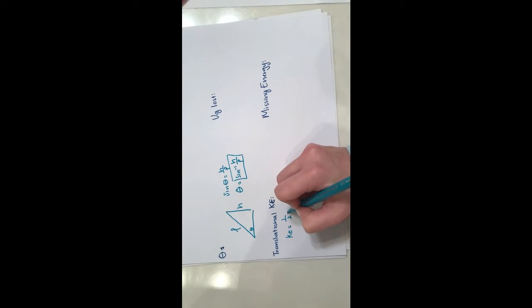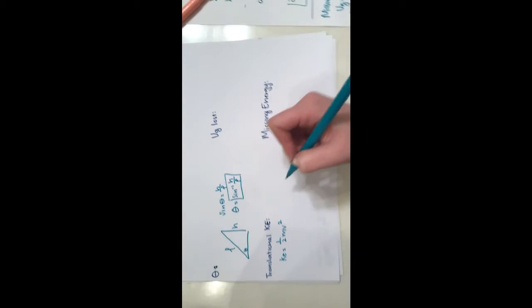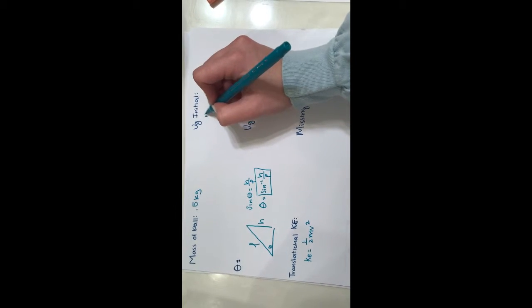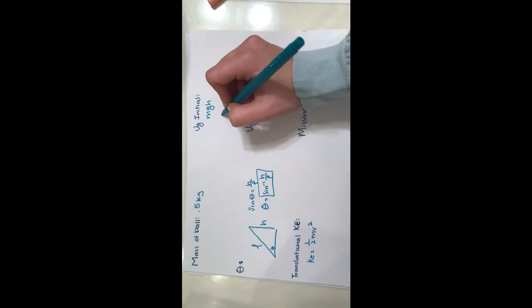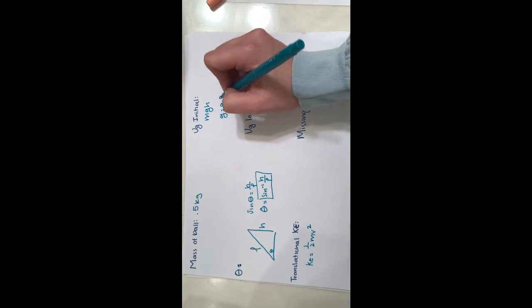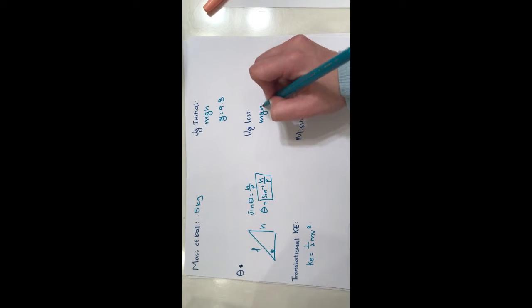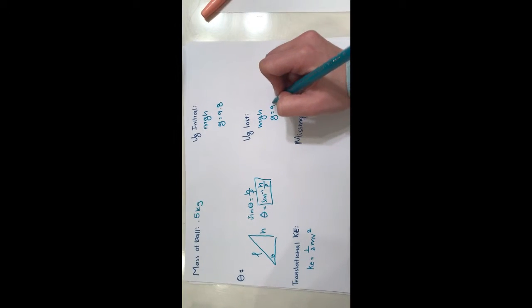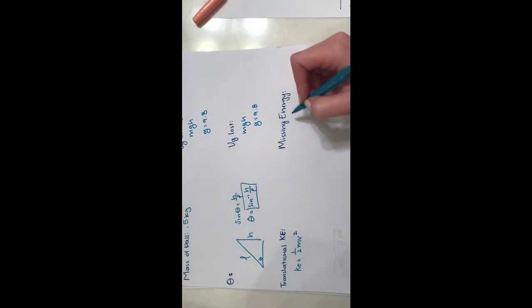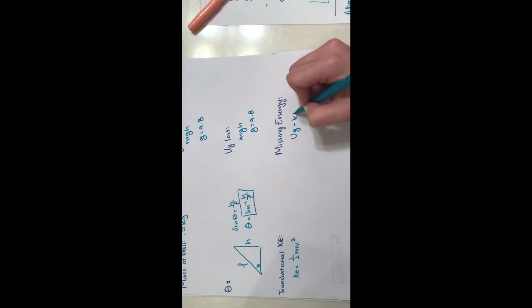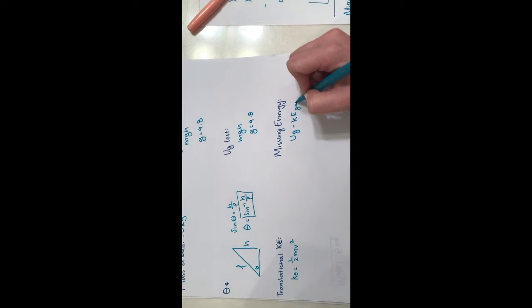To find the translational kinetic energy, you use the equation 1/2 mv². Next, to find the initial gravitational potential energy, you use the equation mgh, where g is equal to 9.8. For the lost gravitational potential energy, it is the same equation as the initial gravitational potential energy, which is mgh, where g is equal to 9.8.